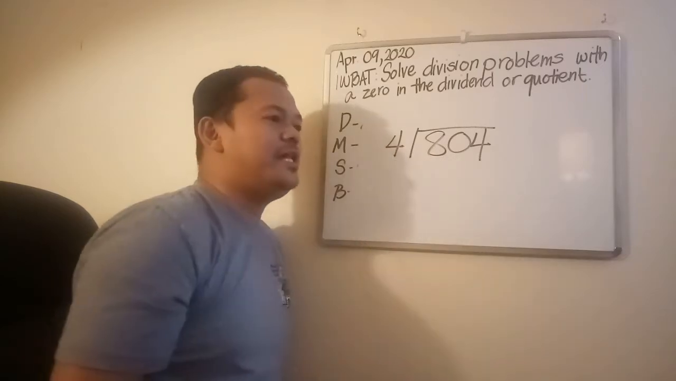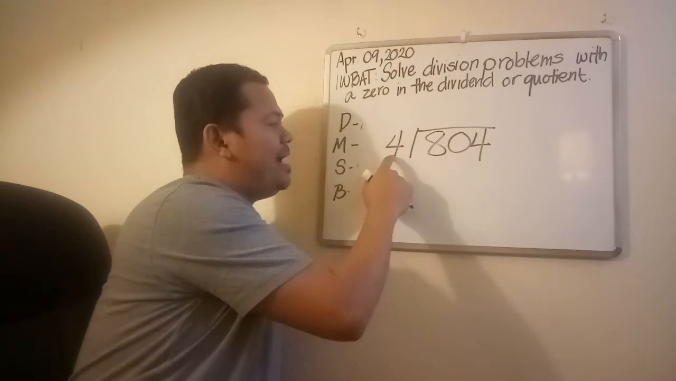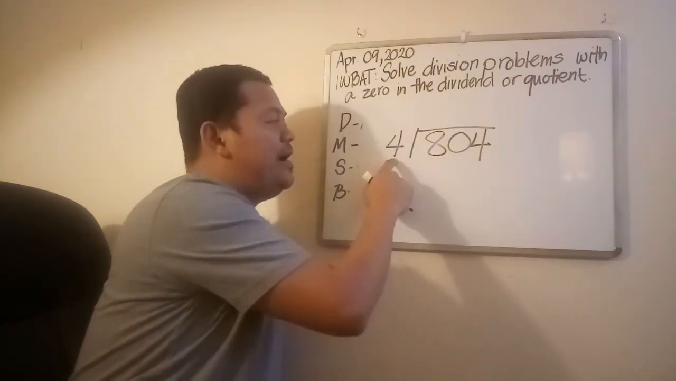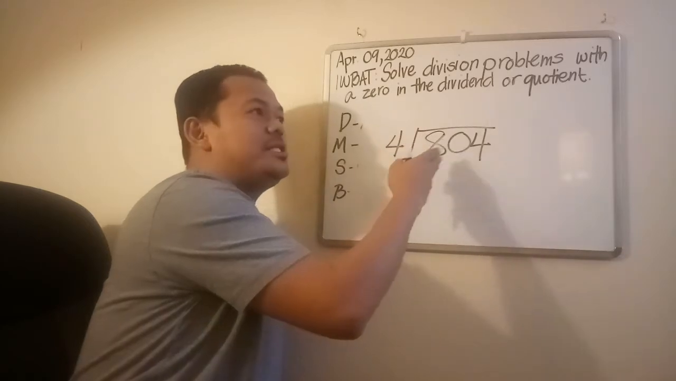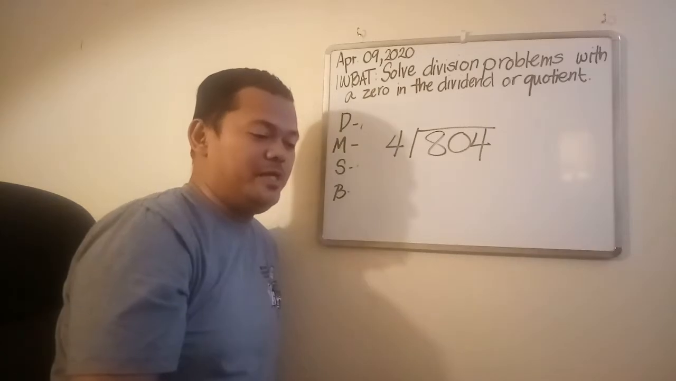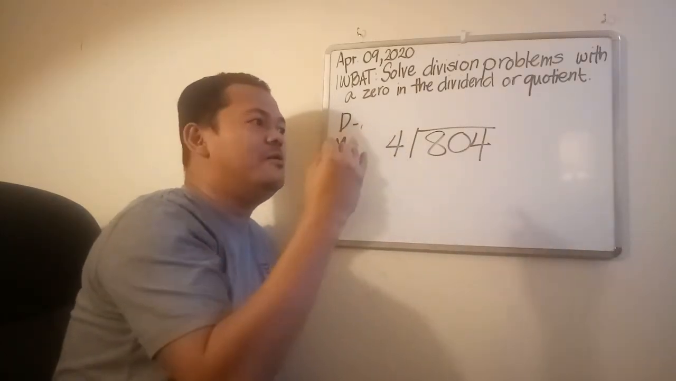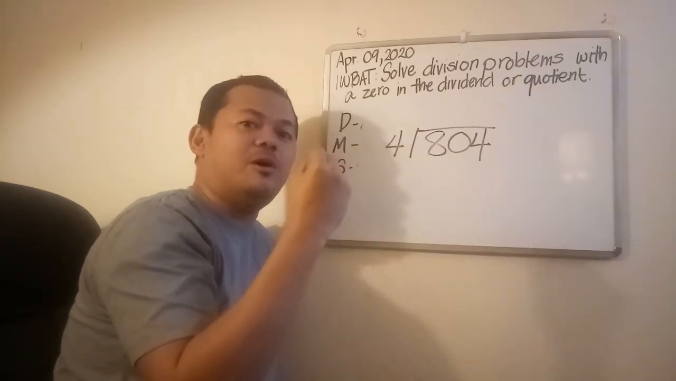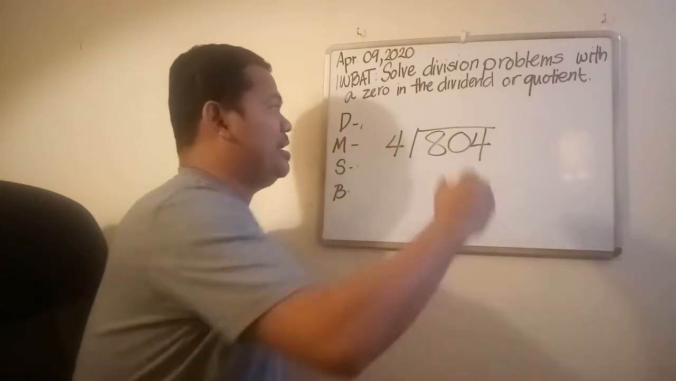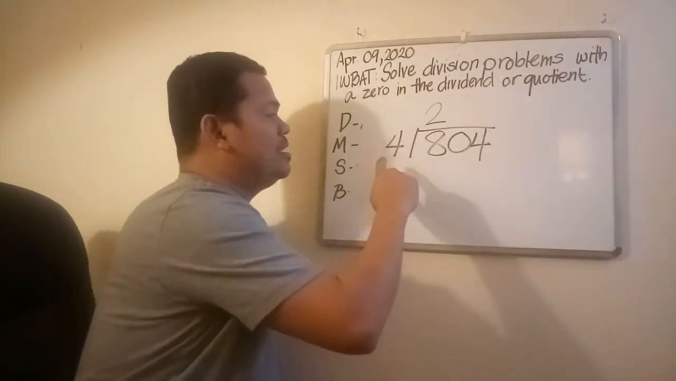8 divided by 4 means how many 4s can we find in 8? Let's skip count by 4 and find the number nearest to 8 but not more than 8. Ready, begin. 4, 8. So 4 times 2 equals 8. How much? It's 2. We're going to write here 2. Don't forget that.